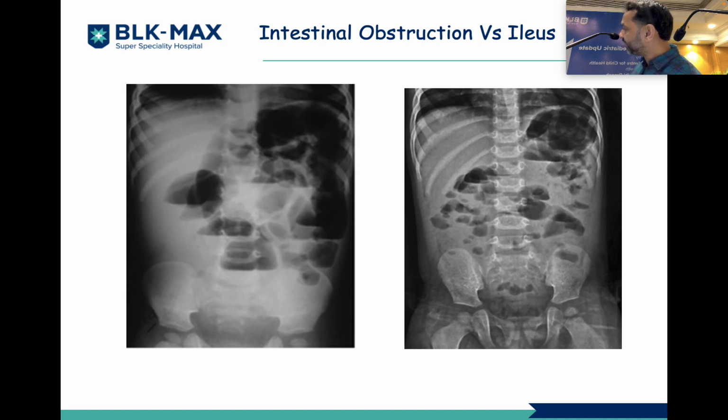Right? If you see this X-ray, there are multiple large air-fluid levels seen in a step-ladder pattern with absence of gas in the pelvis. So this is how a true obstruction looks, with large air-fluid levels in a step-ladder pattern and absence of gas in the pelvis, which suggests there's some cutoff in the small intestine. While in an ileus picture, you will always get small air-fluid levels, a few dilated bowel loops, and sometimes you can get gas in the colon and rectum.